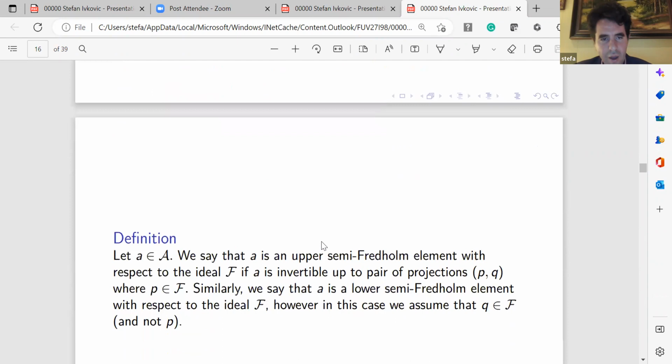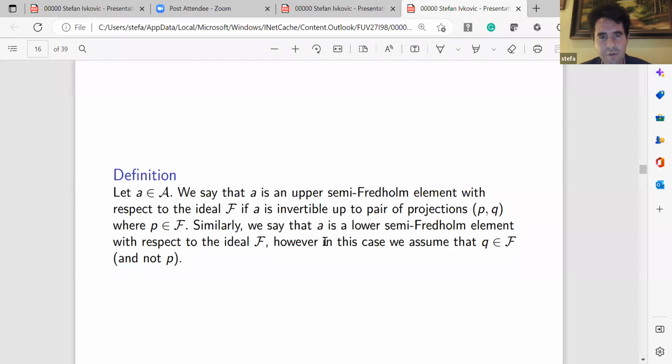And finally, I am able to define the semi-Fredholm elements. By the way, are there some questions before I read the definition? If not, then I shall continue with the definition.